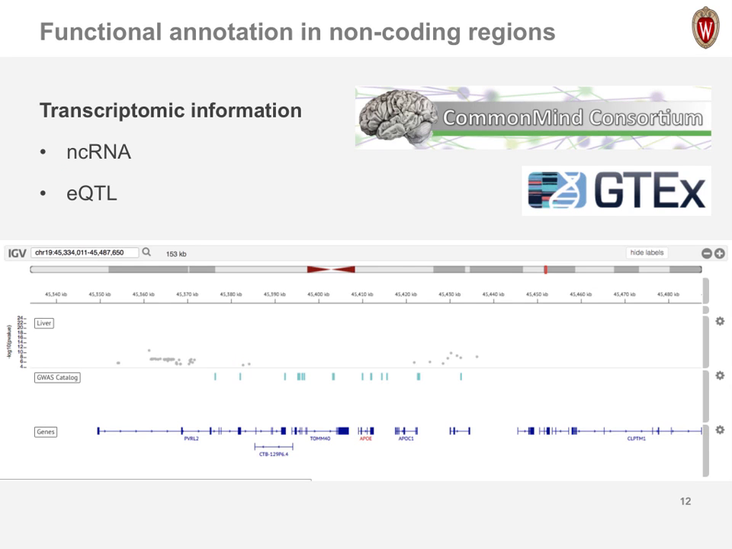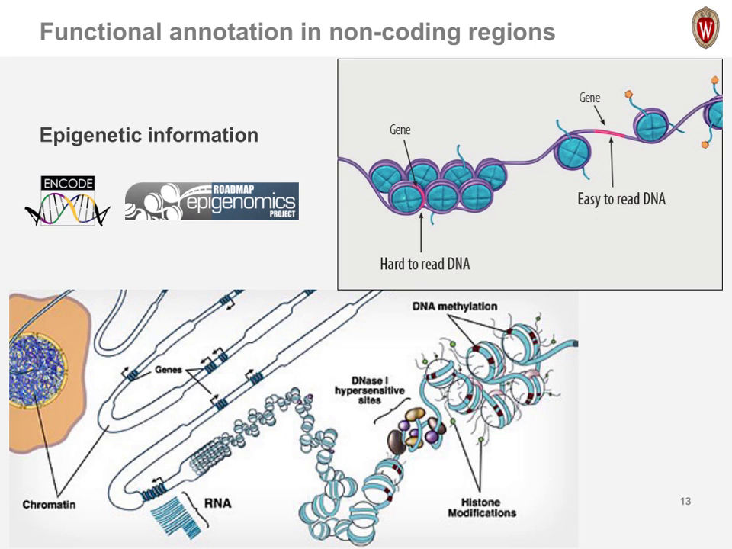Another type of information is transcriptomic information. As long as this region is transcribed, it already gives you some information, right? So a transcribed region is more likely to be functional than things that are not transcribed. But if you combine this transcription information with genotype information, you can also do eQTL analysis. So even if this specific region is not transcribed, but the SNPs at this locus are associated with differential expression for a gene, then it's a type of function annotation for the SNP you are studying, right? So a non-coding RNA and eQTL are two types of things you can derive from transcriptome information.